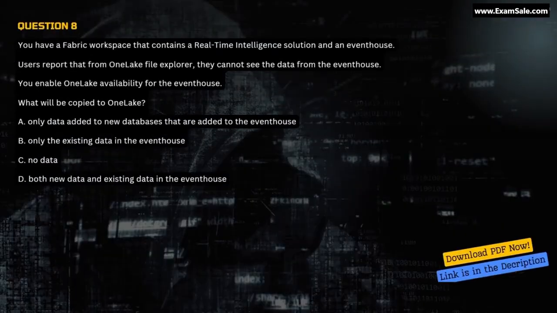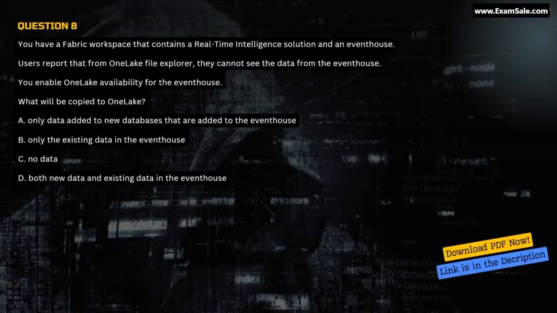Question 8. You have a Fabric workspace that contains a real-time intelligence solution and an event house. Users report that from OneLake File Explorer, they cannot see the data from the event house. You enable OneLake availability for the event house. What will be copied to OneLake?